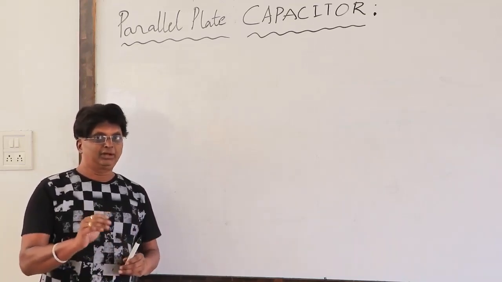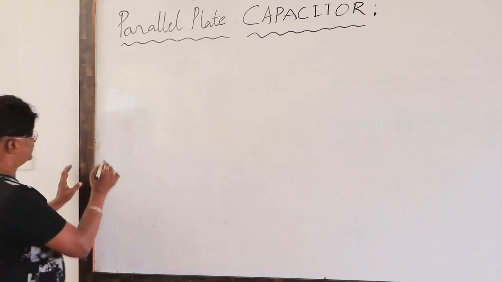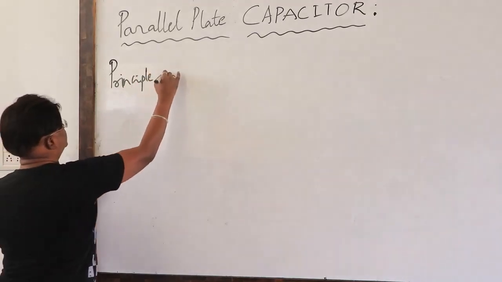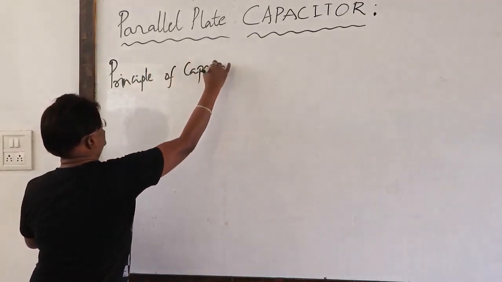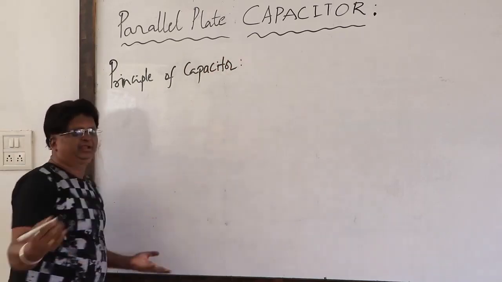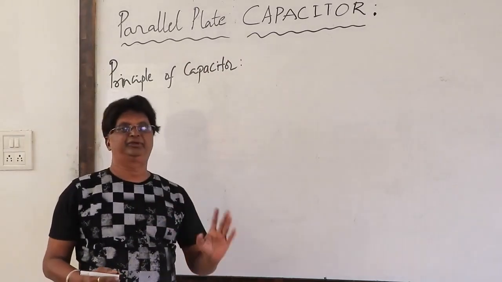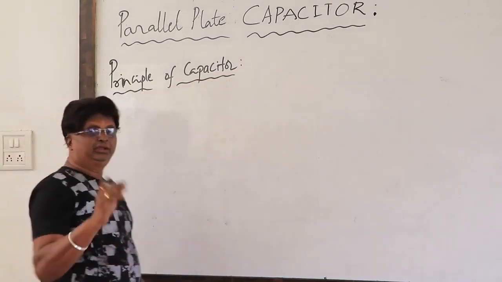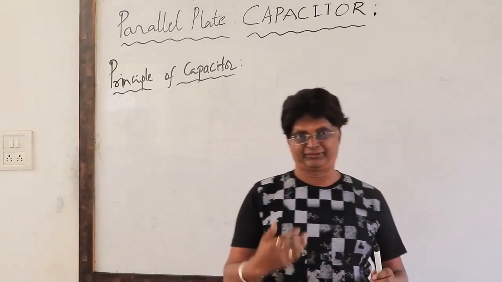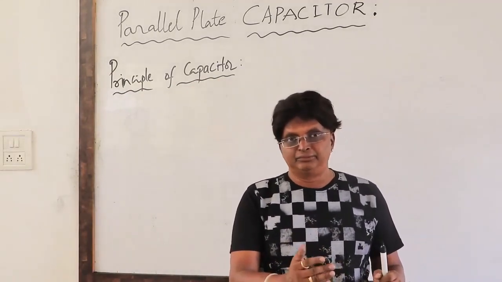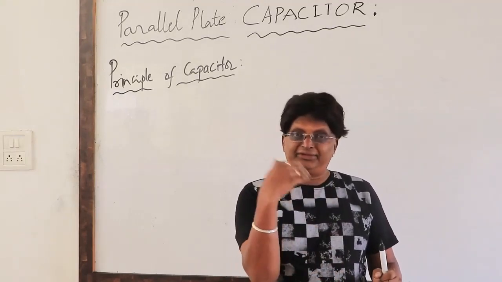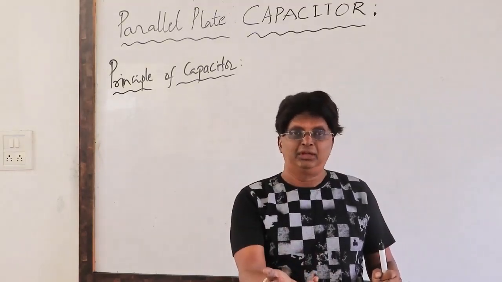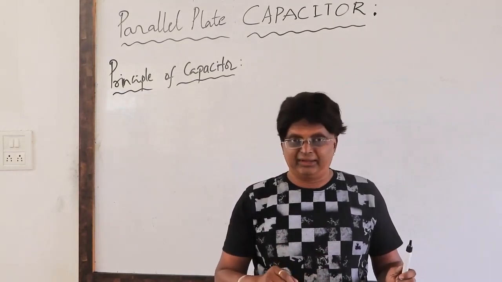The discussion follows slowly. First, I'm beginning with the principle. What is the principle of this parallel plate capacitor? Earlier I told you capacitors are used in different ways. For any capacitor, the principle of working is that the capacity depends upon the size, such that the more the size, the more the capacity. But there will always be a limitation. I cannot use capacitors of very, very big sizes.